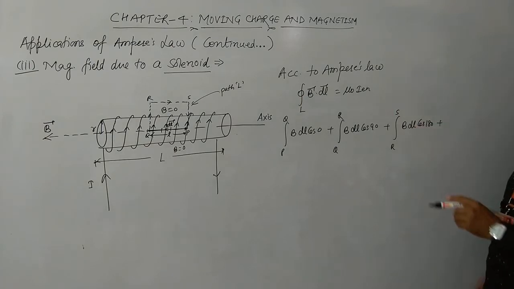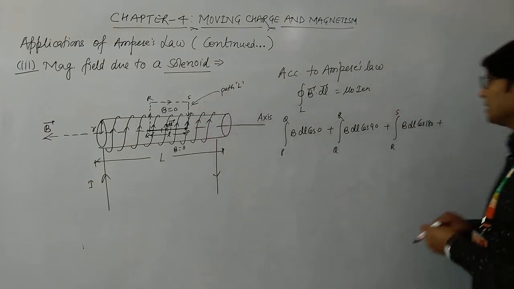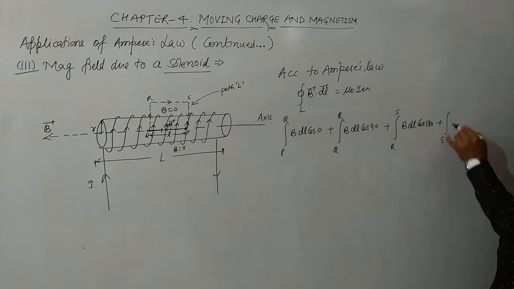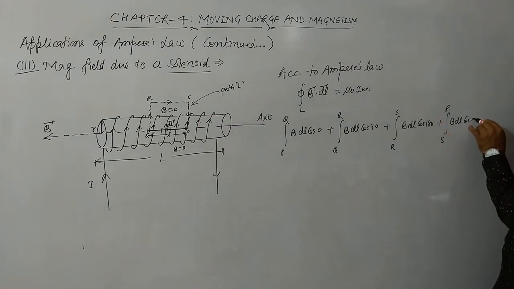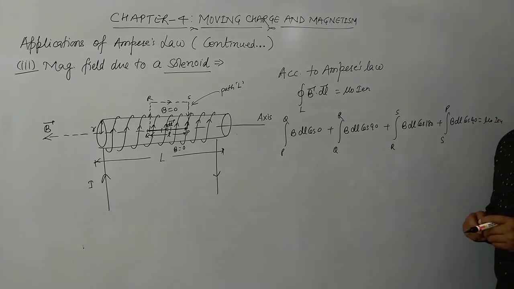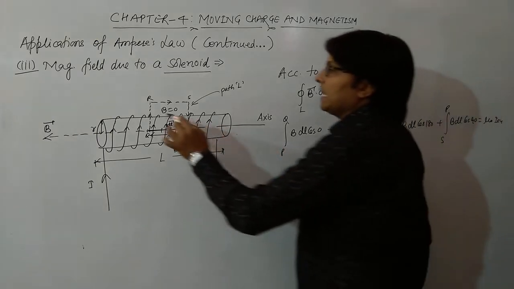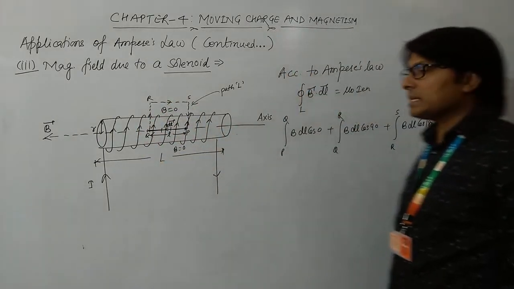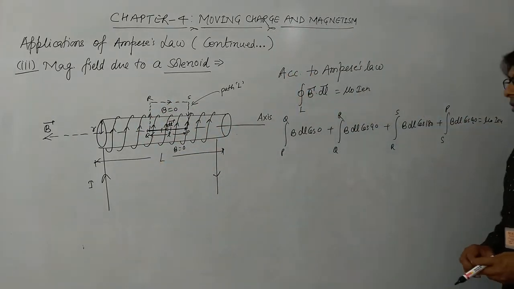And the last term is from S to P, and for S to P also what can be written? B dl cos 90 degrees, and this should be equal to mu 0 I enclosed, where I enclosed is the total current enclosed in this path L. We will discuss later how much total current there is.